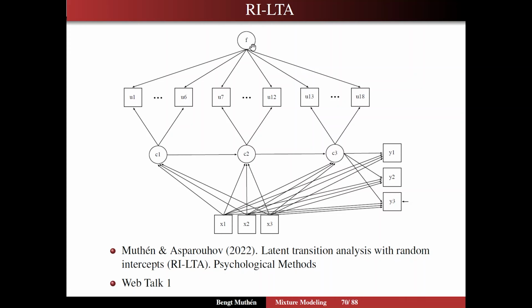This factor F can also be influenced by the X covariates. Both are time invariant, varying between persons. The X is between persons, and so is the F factor. We didn't draw those arrows because it made the picture look messy. This is described in the paper from 2022 in Psychological Methods, and also in Web Talk 1, where I go through several different data sets to show that RI-LTA often fits data better than regular LTA.